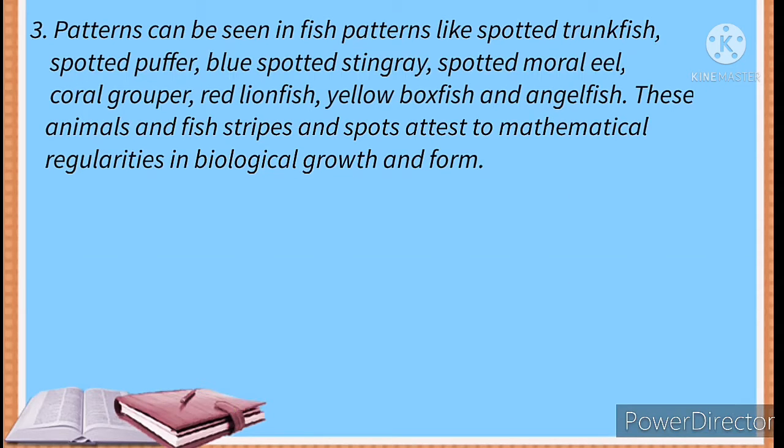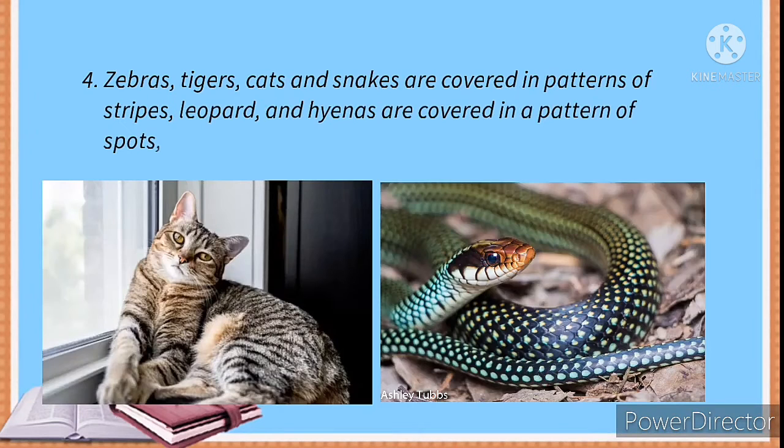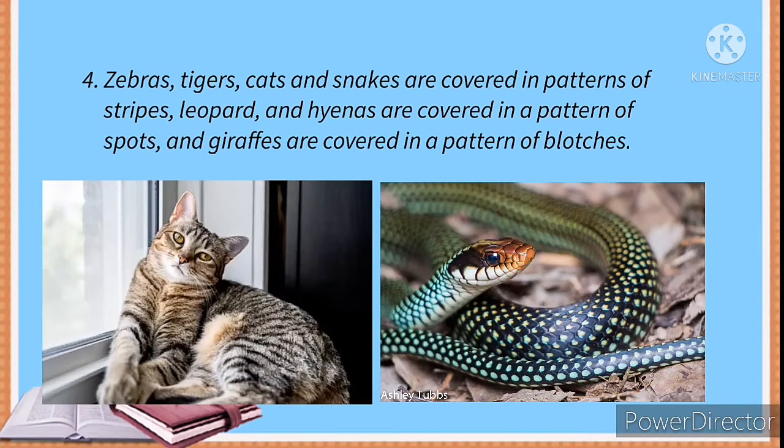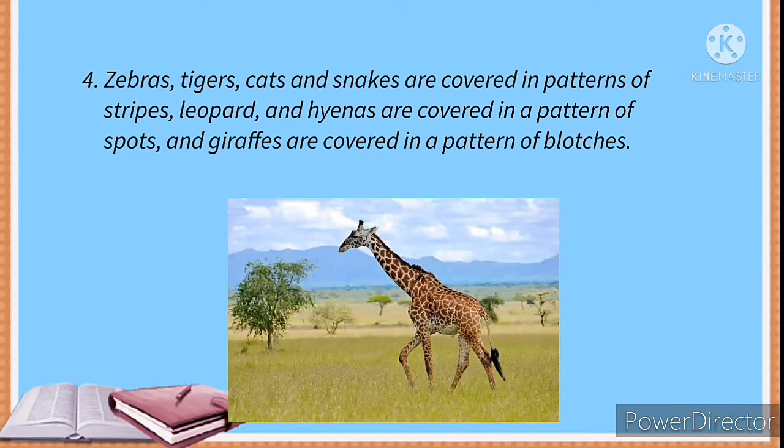These animals' and fish's stripes and spots attest to mathematical regularities in biological growth and form. Zebras, tigers, cats, and snakes are covered in a pattern of stripes. Leopards and hyenas are covered in a pattern of spots, and giraffes are covered in a pattern of blotches.